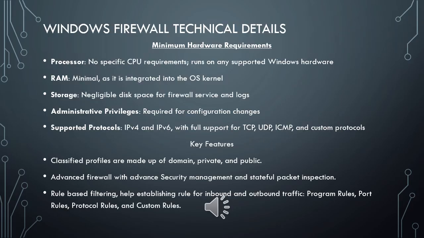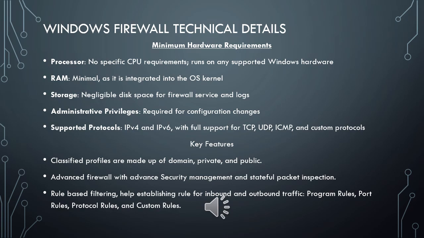Now let's discuss the Windows firewall, including requirements and features. For the hardware requirement, Windows firewall doesn't need any specific CPU and uses minimal RAM since it's integrated into the operating system kernel. Storage requirement is small, mainly for logs, and administrative privileges are required to make configuration changes. It supports both IPv4 and IPv6 along with TCP, UDP, ICMP, and custom protocols.